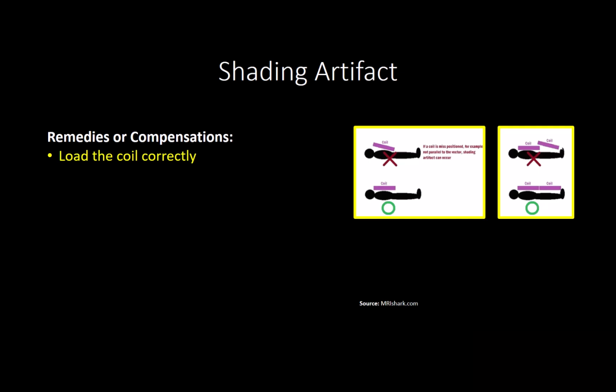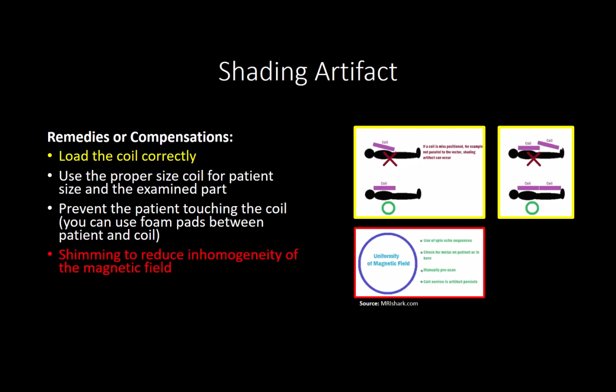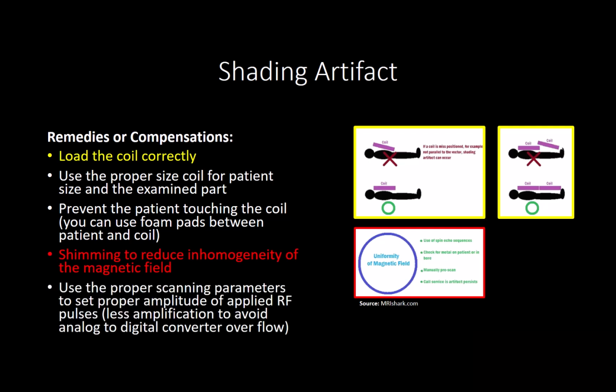Make sure if you're using two body coils that they're synced together nicely so that they're evenly distributed over the body part. Use the proper size coil for the patient's size and the examined body part. Prevent the patient touching the coil. You can use foam pads between the patient and the coil, making sure you shim to reduce inhomogeneity of the magnetic field, and then use the proper scanning parameters to set proper amplitude of applied RF pulses.